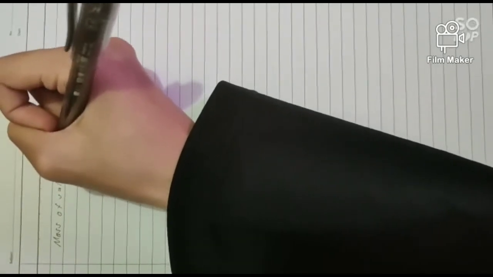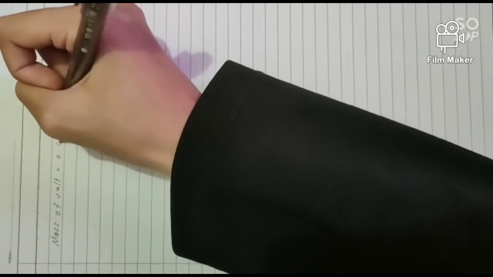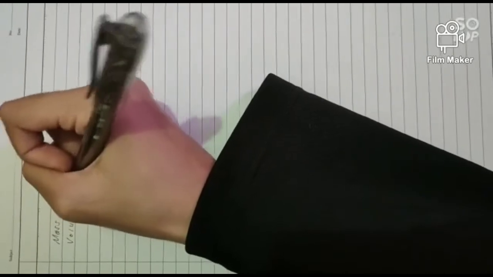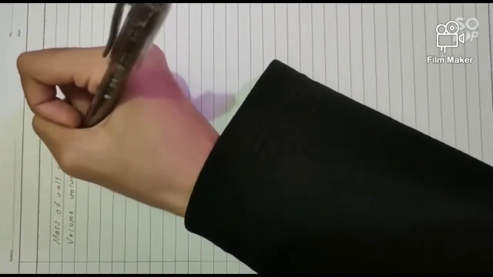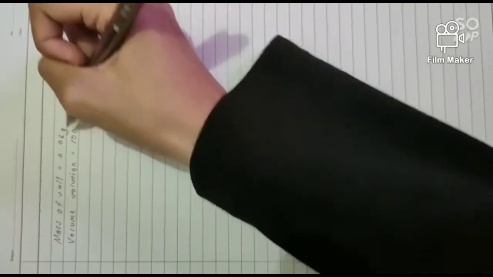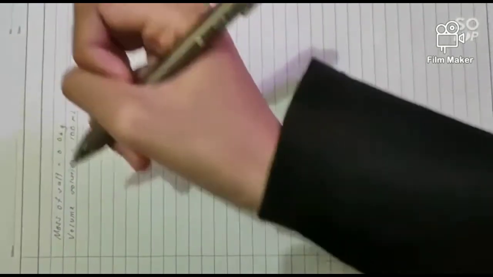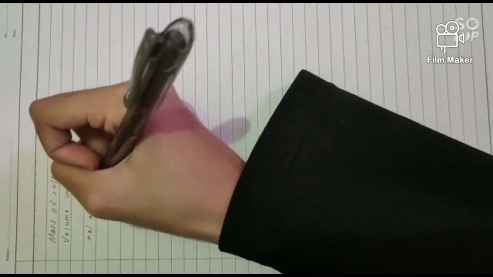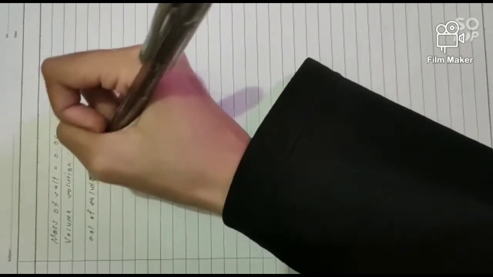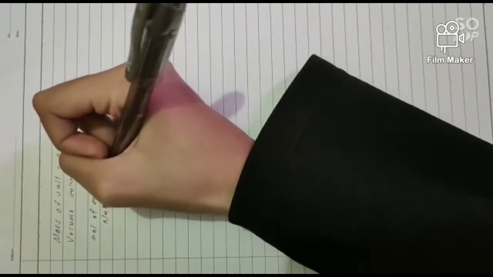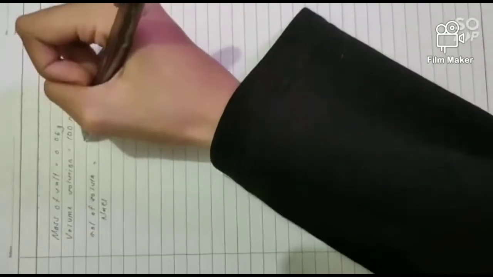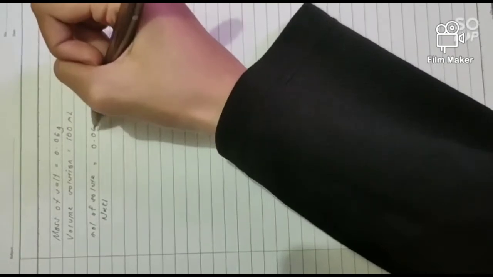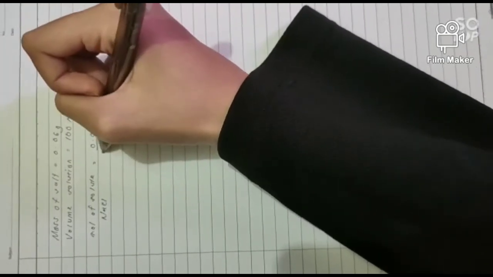Mass of salt given is 0.06 gram and the volume of solution given is 100 milliliter. So to find a molarity, first we have to find the mole of solute, which is NaCl, salt. So we have to divide the mass with the molar mass.